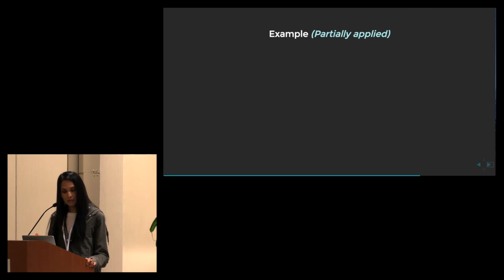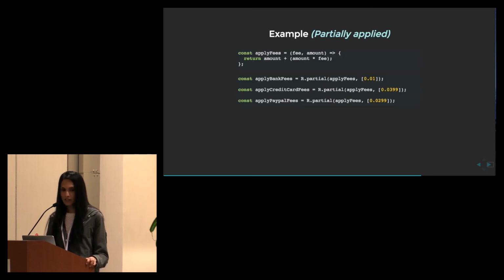If we were to partially apply, we can start to create specialized functions out of our generic apply fee function, like apply bank fee, and just pass in the fee. Don't worry about passing the actual amount. You can pass in the data last. You can say another function for apply credit card fees and another function for applying PayPal fees. And you're partially applying that fee, but passing in the amount later on when you need to use it.